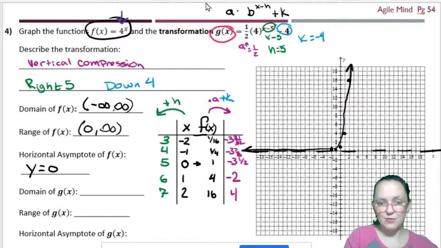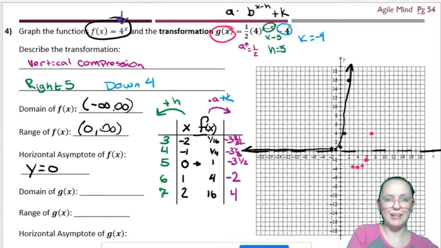So we have our positive 3, negative 3 and 31/32, really, really close to negative 4, way down here. We have 4, negative 3 and 7/8, and I actually did them on the wrong line, but that's okay, they're really, really close to each other. Then we have our 5, negative 3.5, again, super duper close. 6, negative 2. There we go, now we're starting to get that curve. And 7, 4. We can see here, and we can see where our asymptote is.